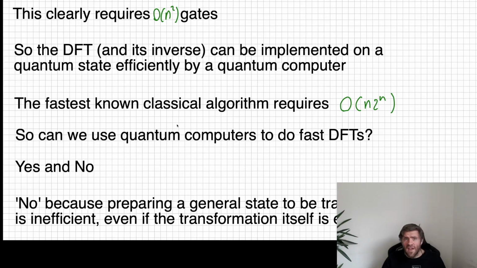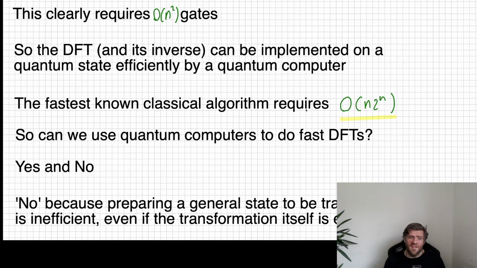Basically, it scales quadratically with n. So the discrete Fourier transform, and also its inverse, which you do by just reversing the angle of all of the rotations, can be implemented on a quantum state efficiently by a quantum computer. For comparison, the fastest known classical algorithm is on the order of n times 2 to the n, which is exponentially worse. So, can we use quantum computers to do fast discrete Fourier transforms?